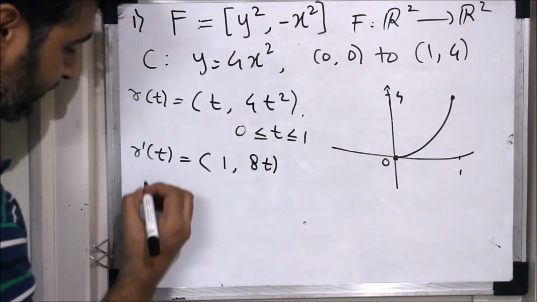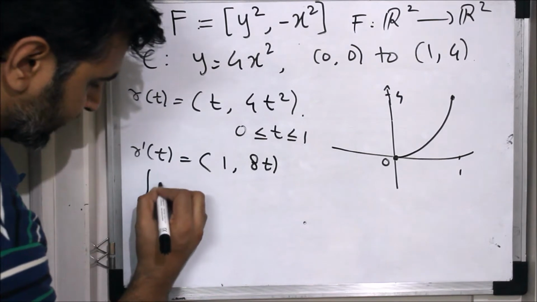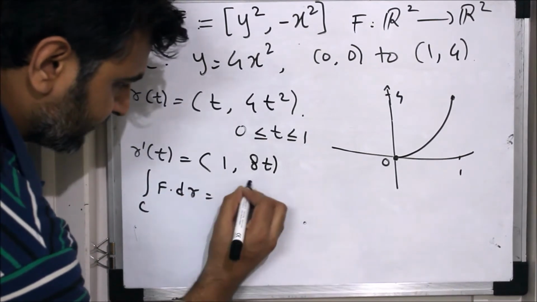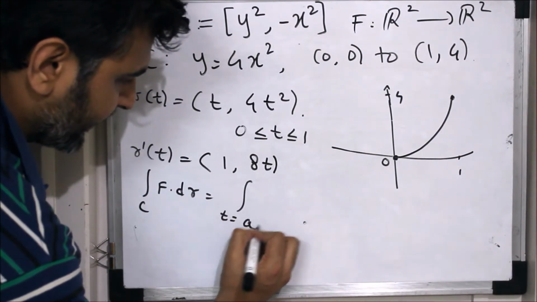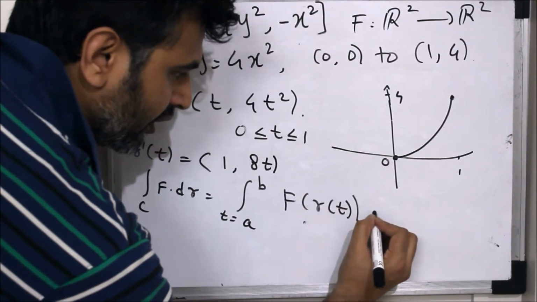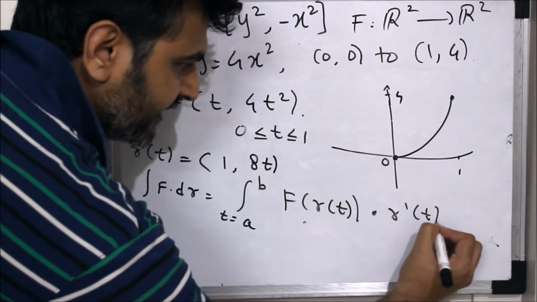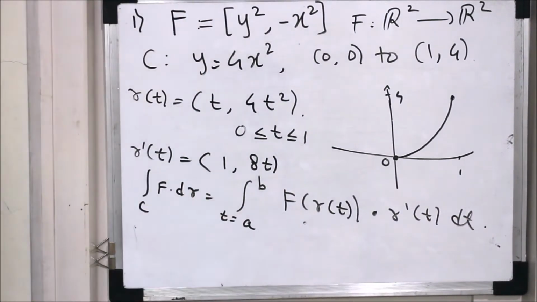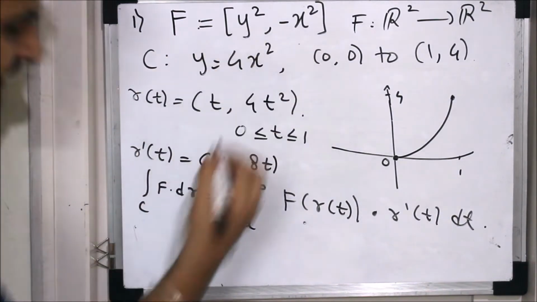Okay, now what is the line integral, or the curve integral? The integral of F dot dr is nothing but the integral, with t running from a to b, of f of r of t dot product with r dash of t dt. So I have r dash of t. Now what I want is f of r of t. So what is f of xy? f of xy is y square comma minus x square.